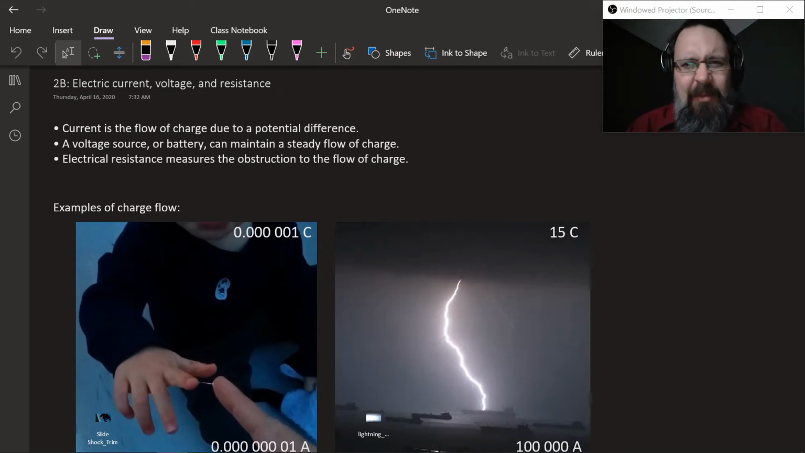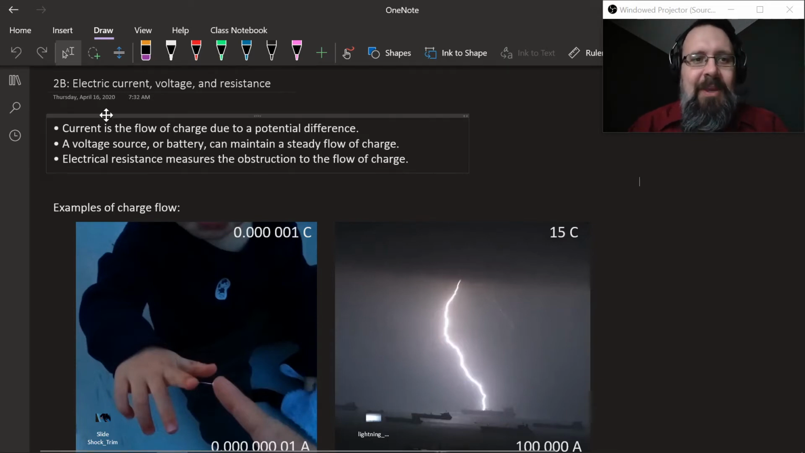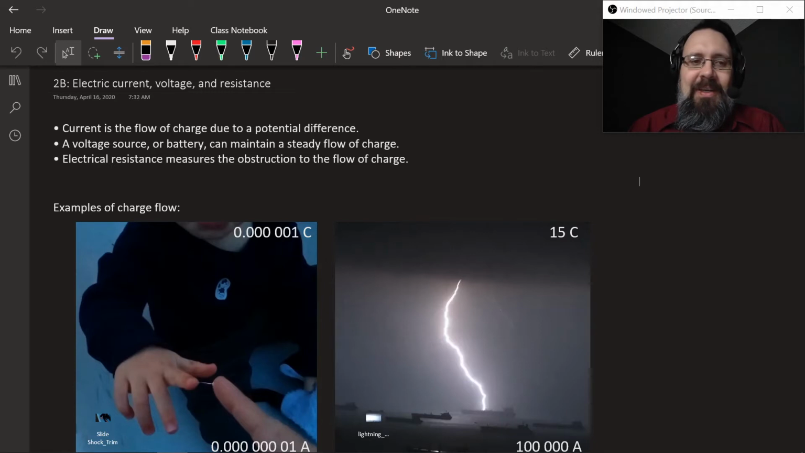Today I'm with my ninth grade physics class, and we're going to be learning about electric vocabulary words that have to do with circuits. We'll be talking about electric current, voltage, and resistance. The three main ideas for this lesson are just the definitions of those three words. Current is the flow of charge due to a potential difference. A voltage source or battery can maintain a steady flow of charge. And lastly, electrical resistance measures the obstruction to the flow of charge.